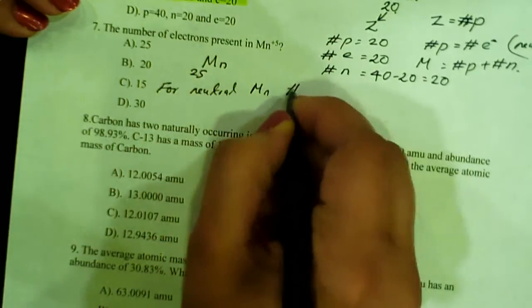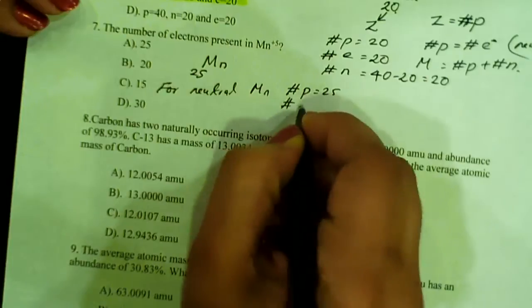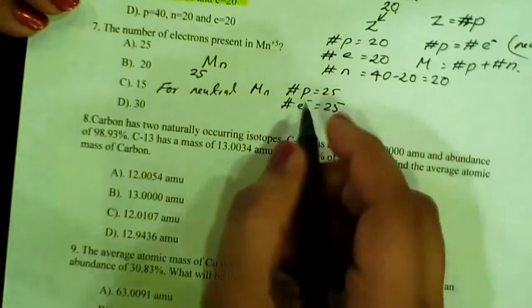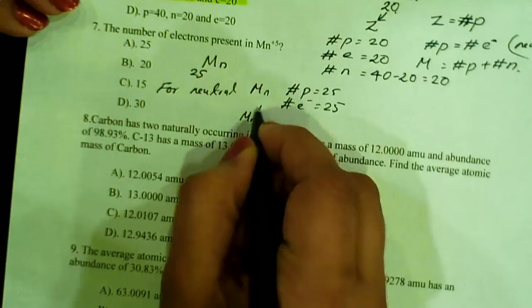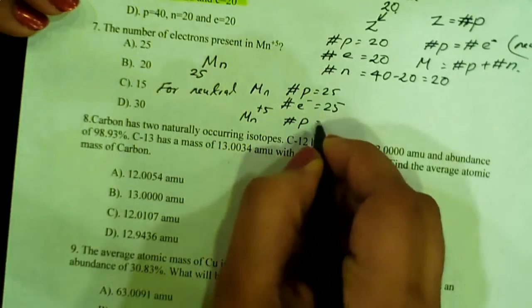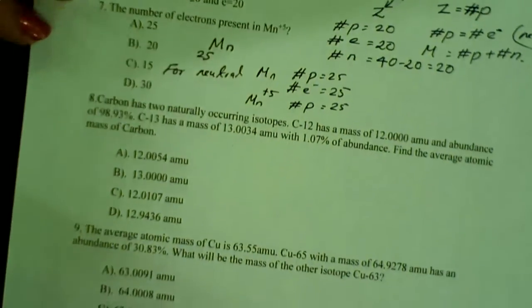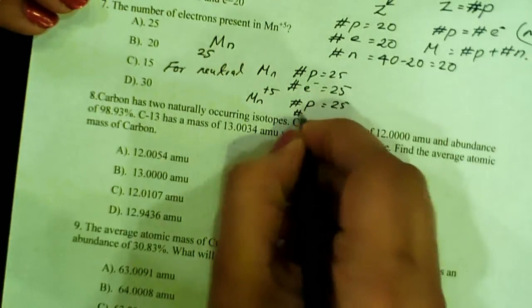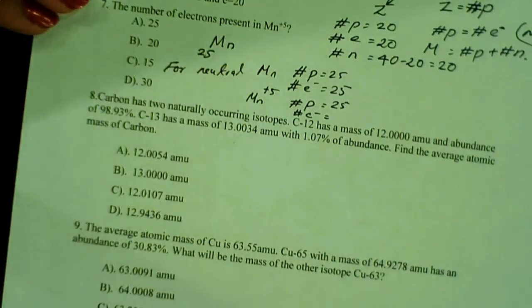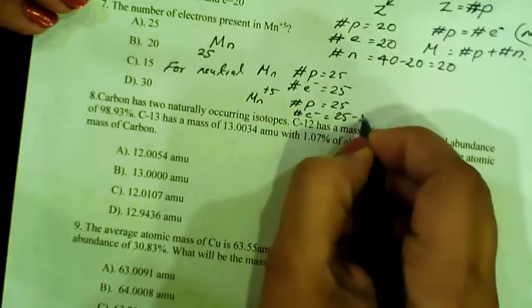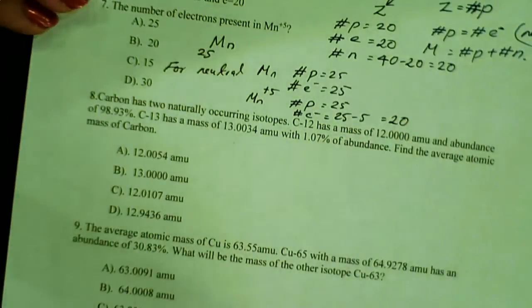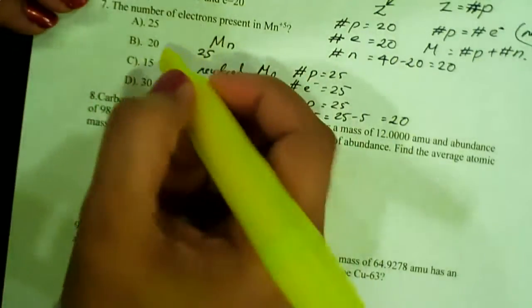For neutral manganese, the number of protons will be 25 and the number of electrons will be 25, but for Mn positive 5, the number of protons is still the same, 25. You are not removing any protons. If you remove a proton, the element will change because atomic number is the identity of the element. But the number of electrons, it lost 5 electrons. So 25 minus 5, which is 20. So the answer is B.